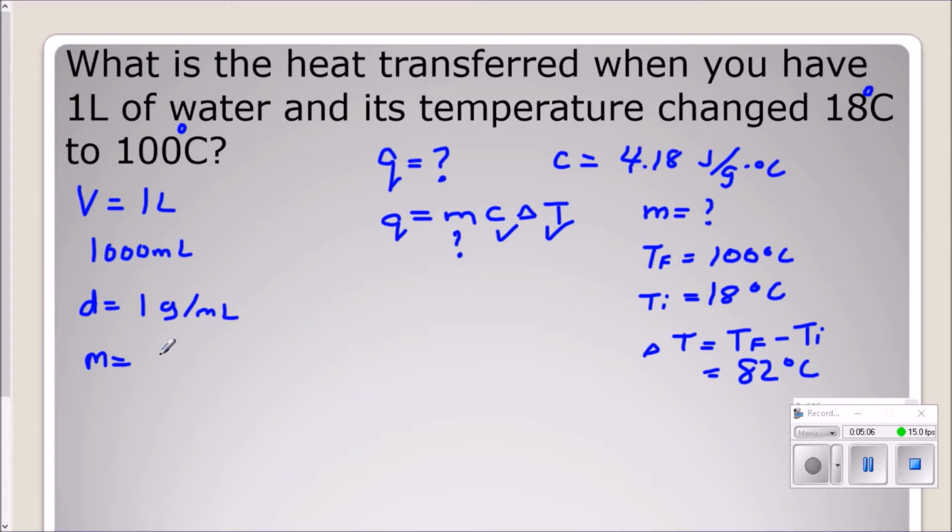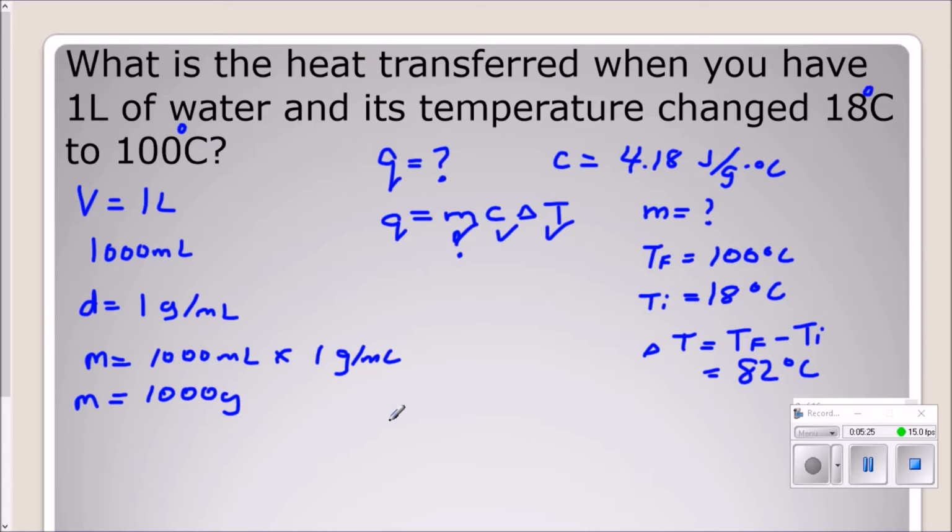I'll show you a little bit more complicated here. 1,000 milliliters times 1 gram over 1 milliliter. The milliliters will cancel out and we now know our mass. So it's 1,000 grams. So if we look at this, we now have every single thing we need to find heat. So Q, let's plug all our numbers in.